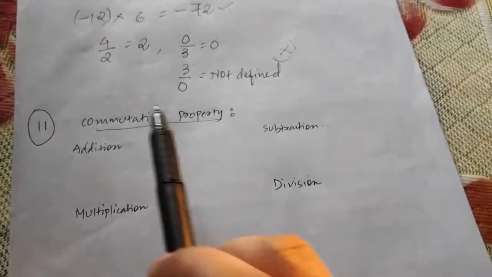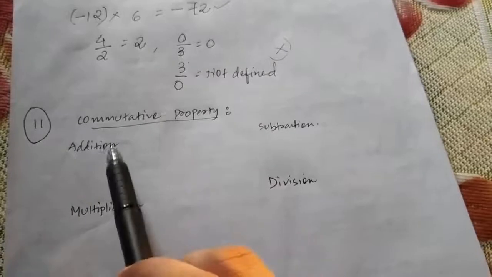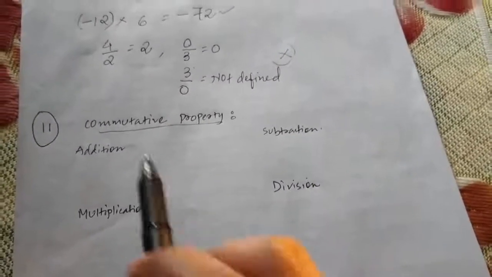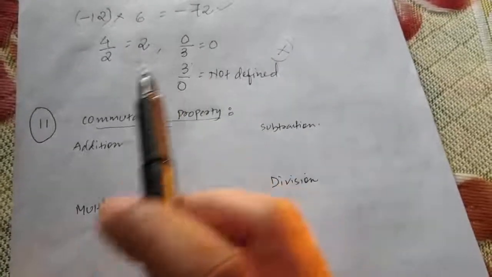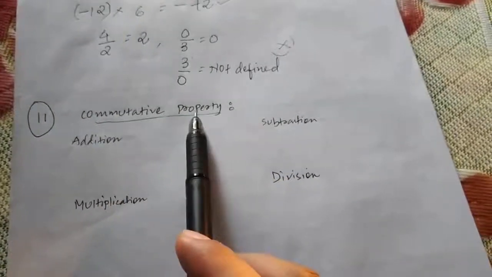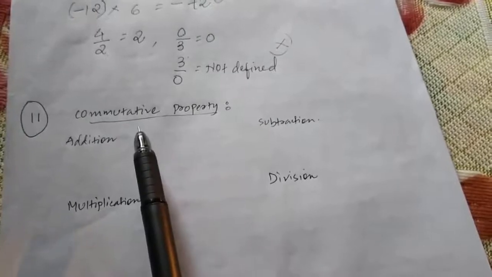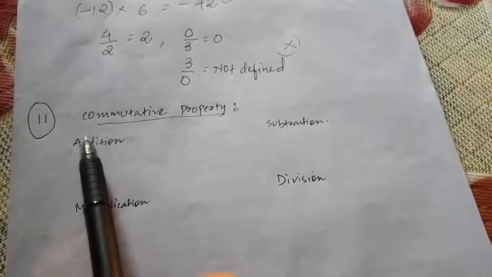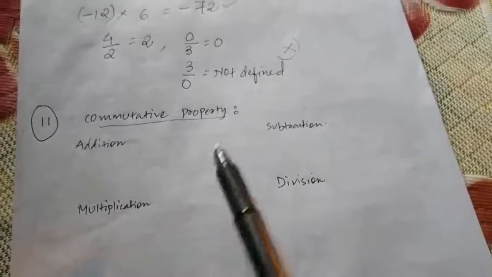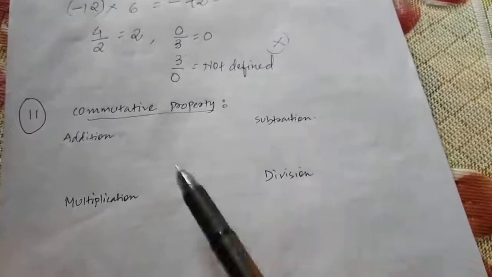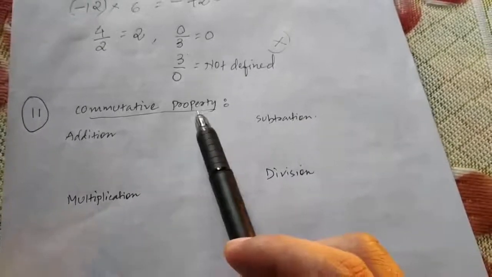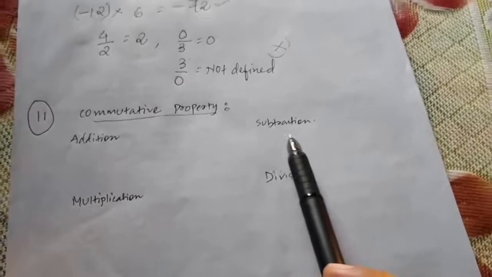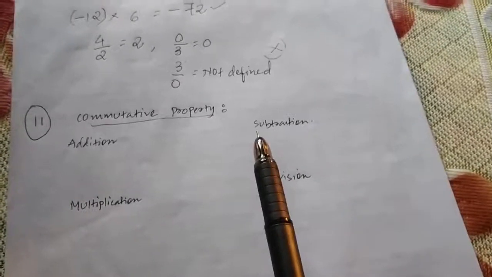Okay, so now we will start with the commutative property of addition, subtraction, multiplication and division. For the commutative property we have to know that commutative property means if we change the order of the integers and then perform the operation, the result will remain the same. If it is the same, then yes, commutative property is true. If it is not the same, then for that particular operation the commutative property doesn't hold true.